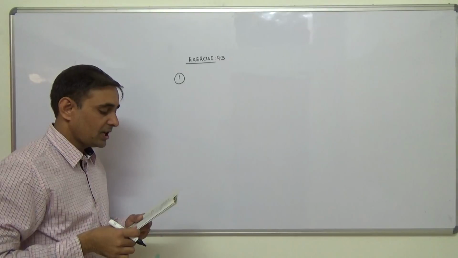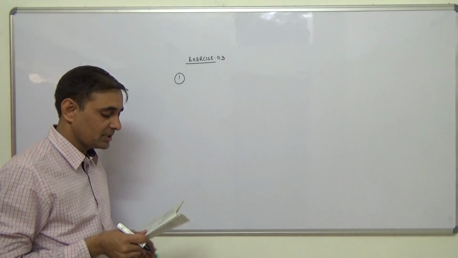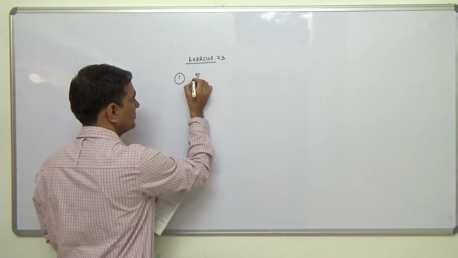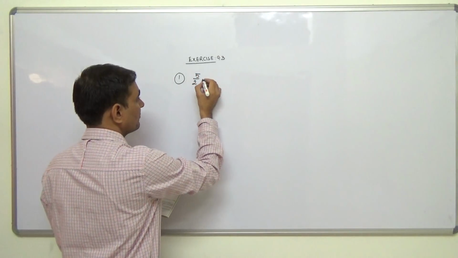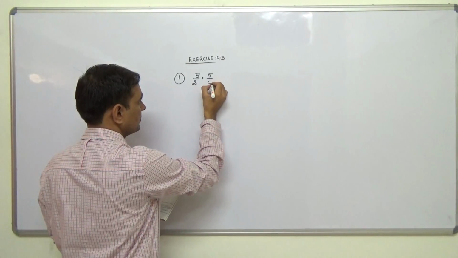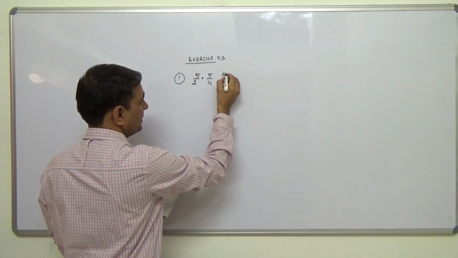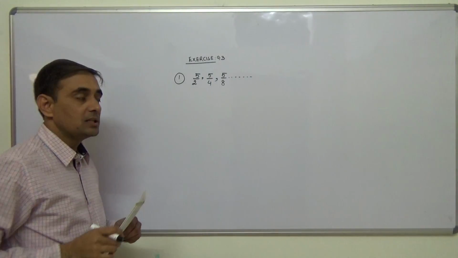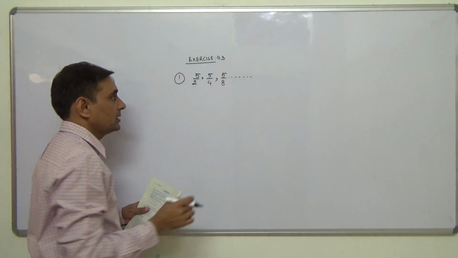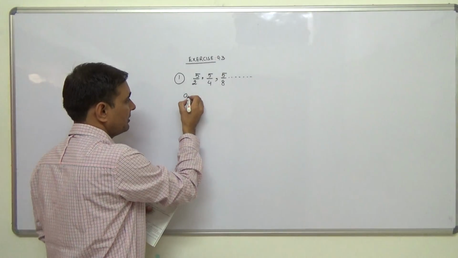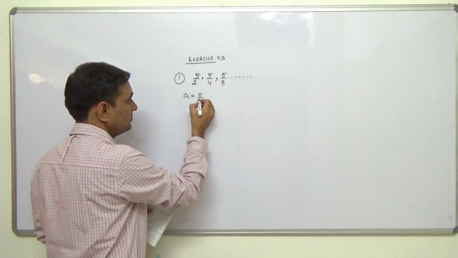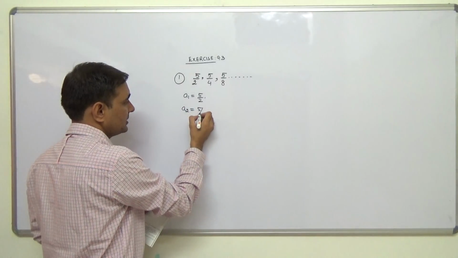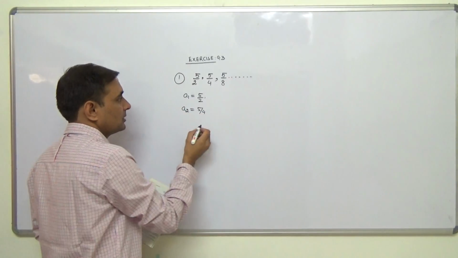find 20th and nth term of GP, and GP is given to us: 5 by 2, 5 by 4, 5 by 8 and so on, right? This GP is given to us. Here if A1 is the first term of the GP, it is 5 by 2, right? Second term of the GP is 5 by 4.